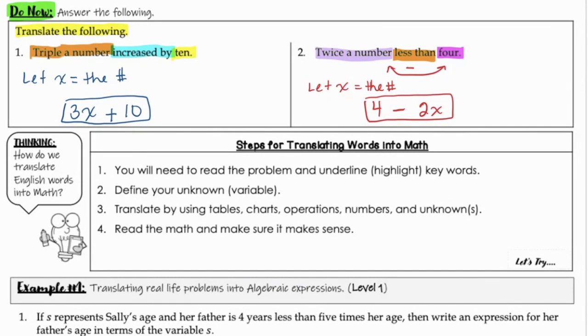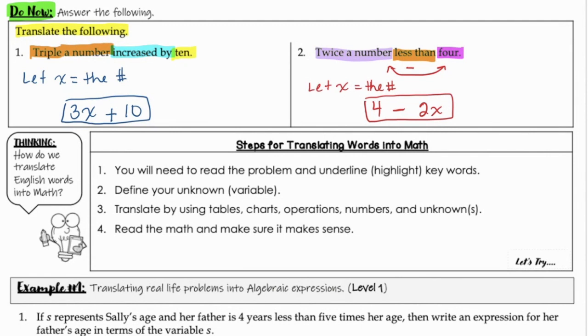Less than, I know, is subtraction, but I also know you need to switch the order. That's why I have my arrow there, so I remember. Let x equal the number. Again, my let statement. And this time, twice a number goes in back of the subtraction, 2x. Less than, again, subtract. 4 comes in front.